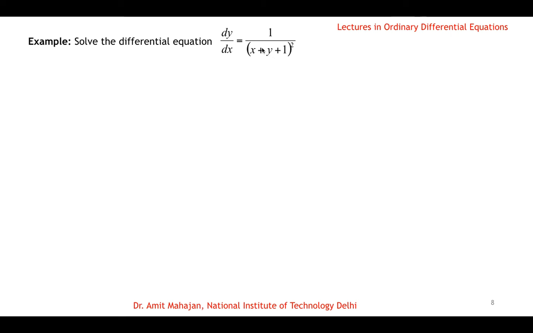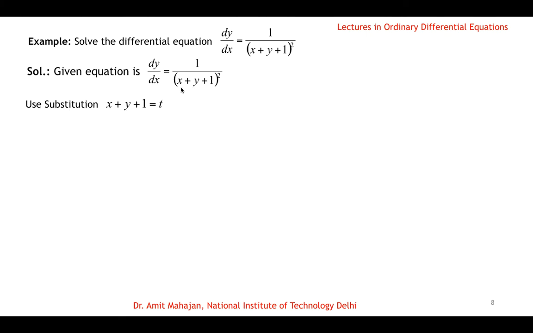So if I substitute this as a new variable t, I can reduce it to a variable separable form. Here the substitution is x plus y plus 1 is equal to t. If I differentiate this with respect to x, then 1 plus dy by dx is dt by dx. So I can also write dy by dx as dt by dx minus 1.